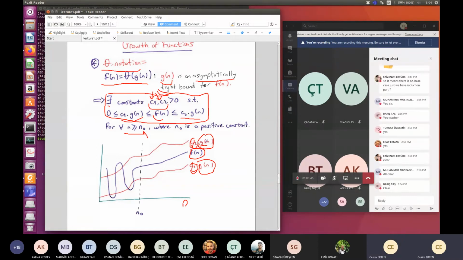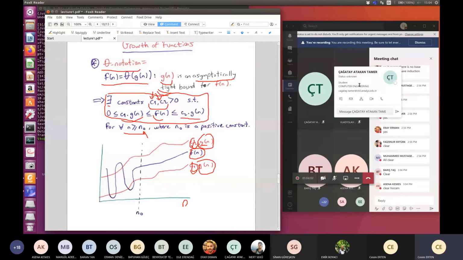So let's go name by name to see if everybody is still there. Asena, is this part clear? Okay, how about Chautai? Chautai, is this discussion clear for you?